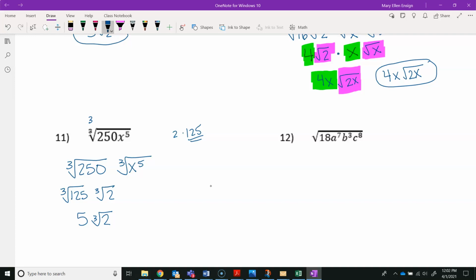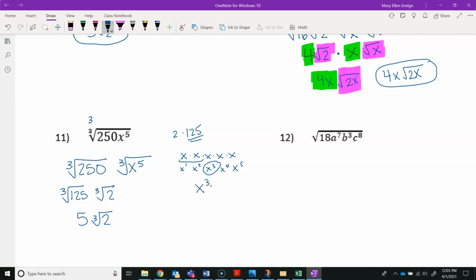Now this part, again, 5 cannot be divided evenly by 3. So I need to figure out the biggest chunk of this x to the 5th that I can take out that would have an exponent divisible by 3. If you think about it, I could have x to the 1st, x to the 2nd, x to the 3rd, x to the 4th, or x to the 5th. Well, x to the 3rd is the biggest that I can have that's divisible by 3.